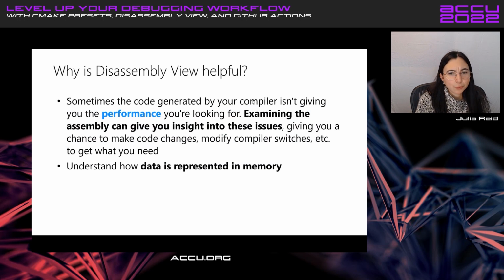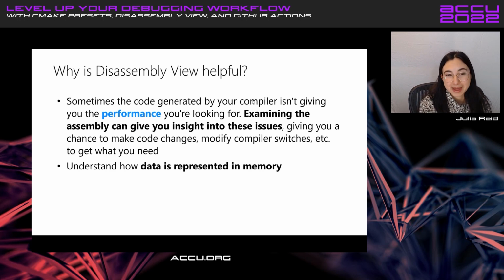You might be wondering, why should I care about looking at assembly language? Well, looking at the assembly language helps you understand exactly what your compiler is doing. Sometimes the code generated by your compiler isn't giving you the performance you're looking for. Examining the assembly can give you insight into these issues, giving you a chance to make code changes, modify compiler switches, etc., to get what you need. Disassembly View is also helpful for understanding how your program's data is represented in memory. Now, I'll show you how to see machine code and assembly code in Visual Studio Code while debugging C++ programs.